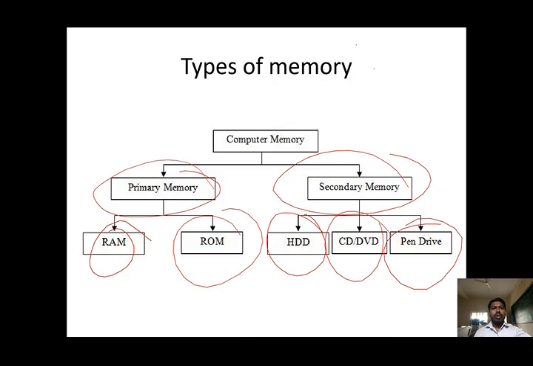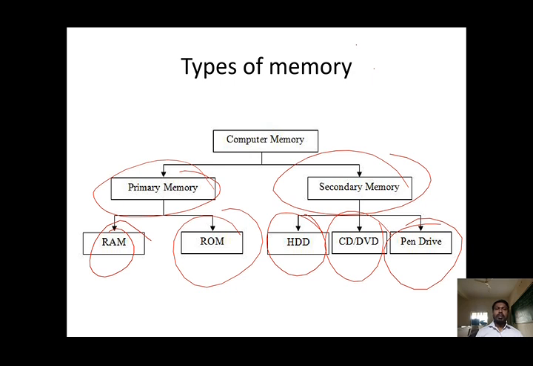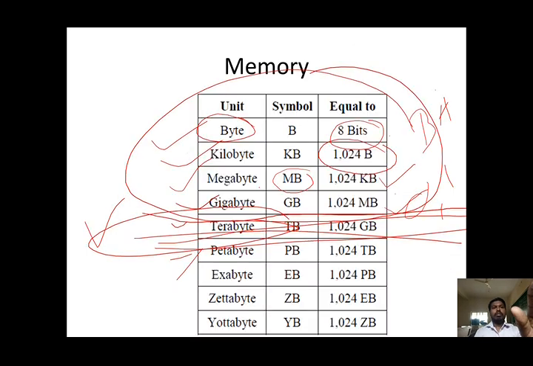Dear students, I am going to conclude this session by giving a summary. First, memory devices. What are memory devices? Memory devices are an essential component of a computer. They store programs and data required by the CPU and results generated after processing. The storage enables us to use the stored data in the future. Next, there are two types of memory, primary memory and secondary memory. Under primary memory, RAM and ROM. Under secondary memory, hard disk drive, CD, DVD and pen drive.